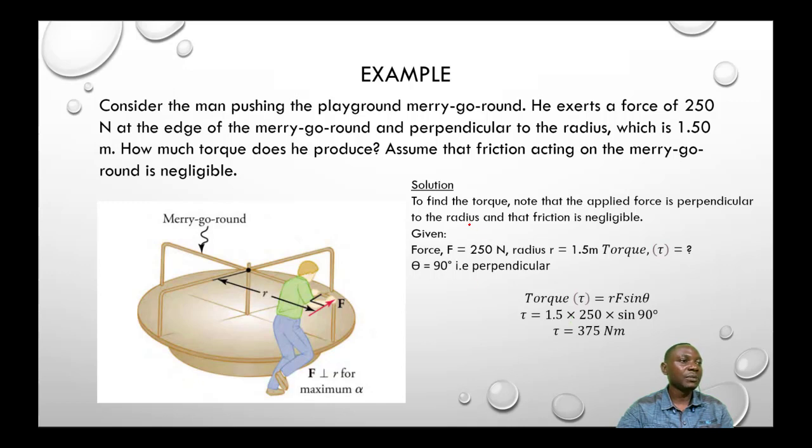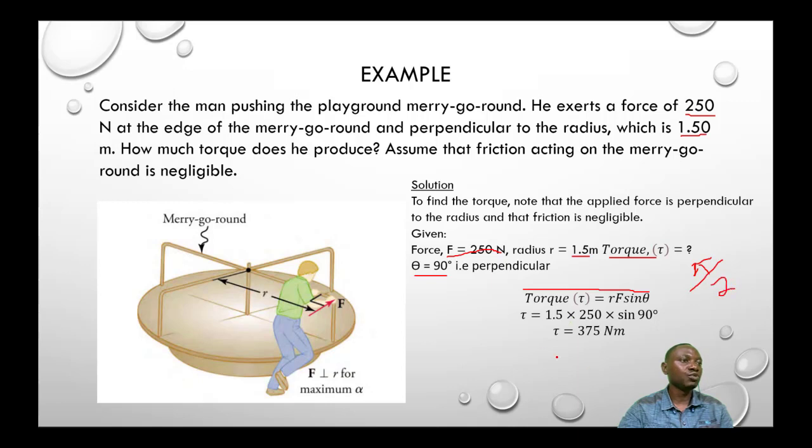In order to determine the parameters, the first one here is force. The force applied, F, is 250. The next parameter given is 1.5 meter, that is the radius. Then what you are looking for is the torque. If you apply it to the formula, what is the angle there? We said it is perpendicular, which is 90 degree, and 90 degree is pi over 2.